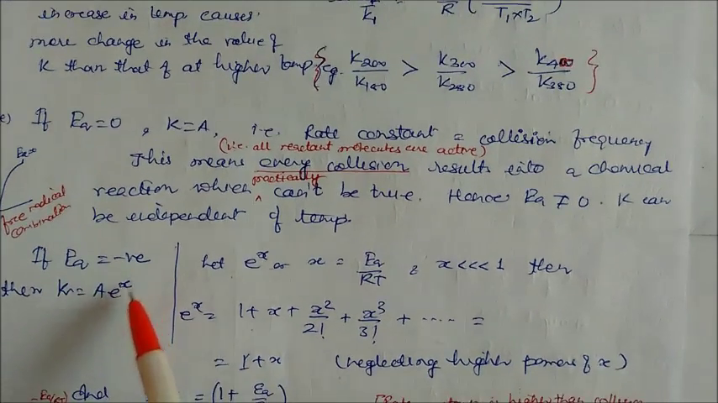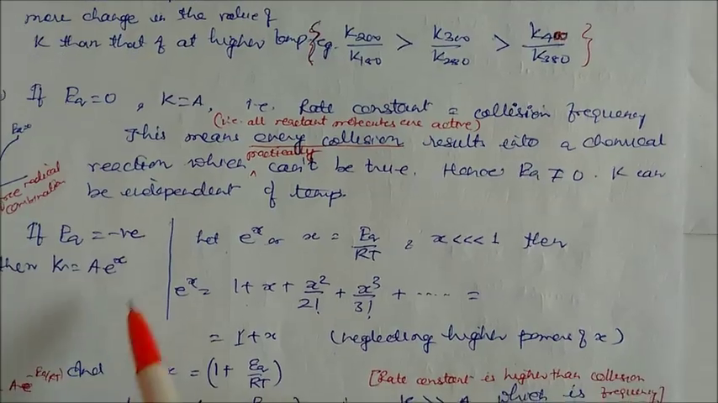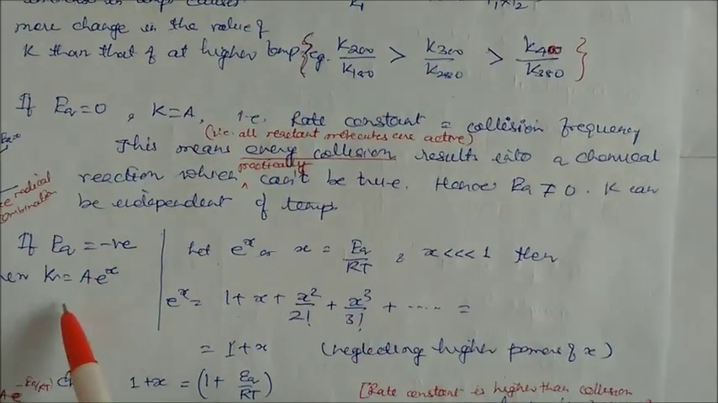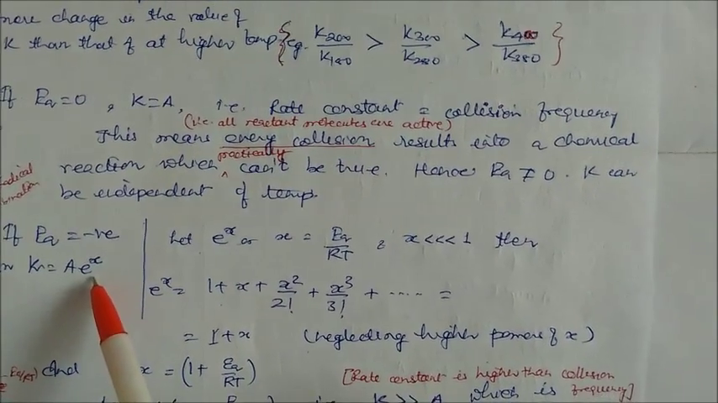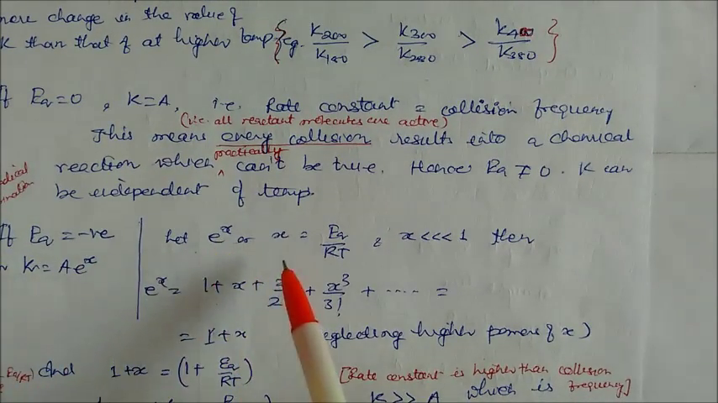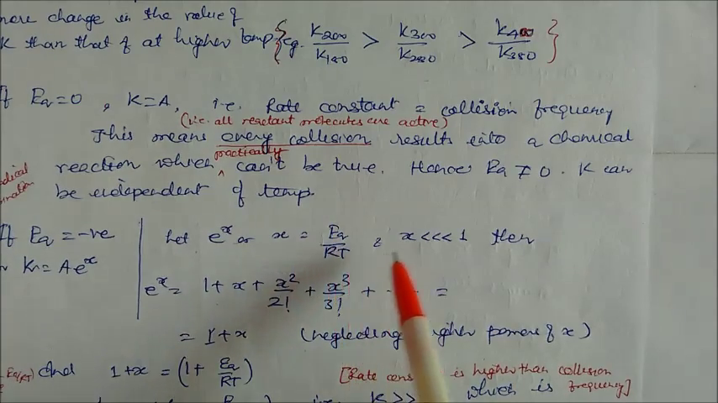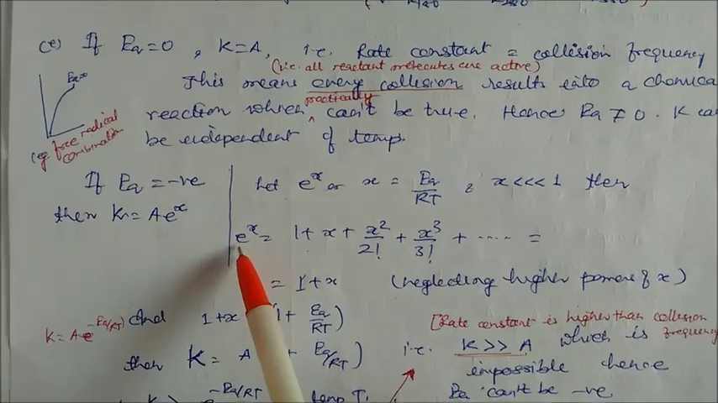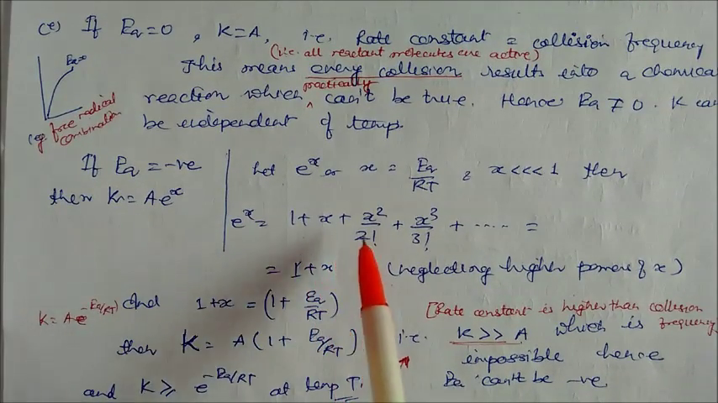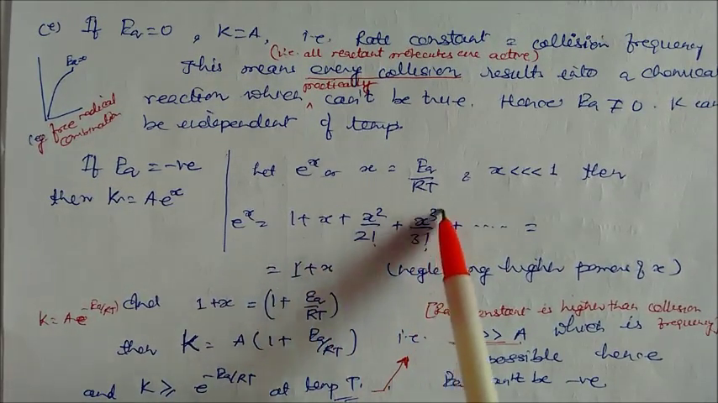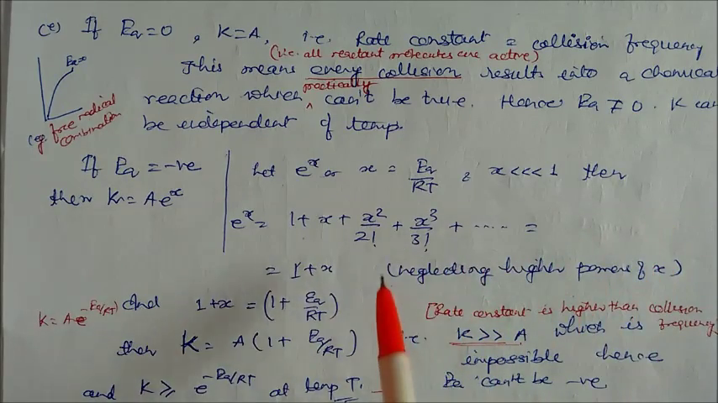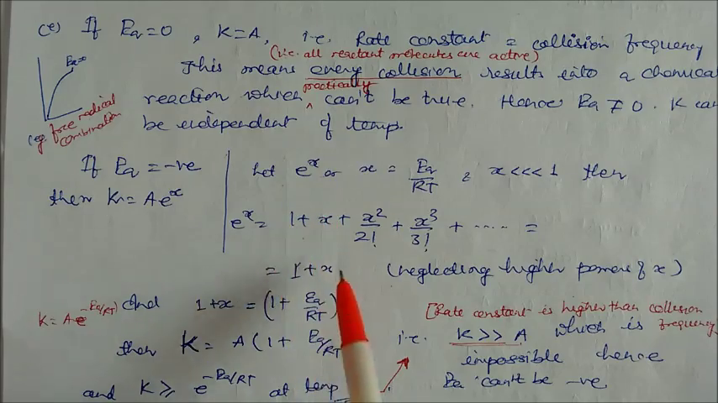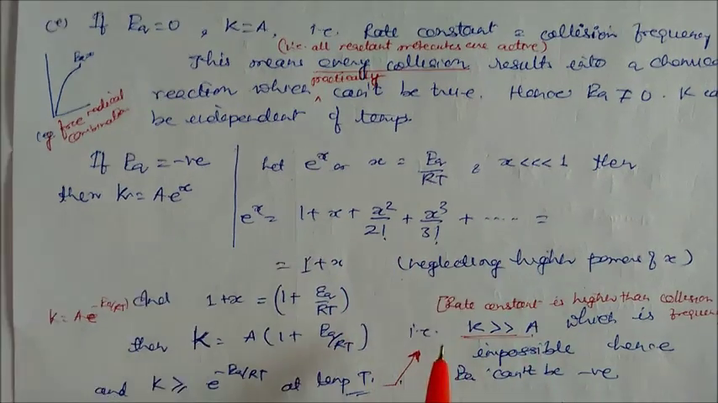Suppose Ea is negative, then definitely what will happen? We can write K is equal to A into e to the power x. What is x? x is nothing but Ea by RT, and here the value of x is very less than 1. Then we can expand e^x. So e^x is 1 plus x plus x square by 2 factorial plus x cube by 3 factorial plus so on. If you neglect the higher powers of x, we can write this whole value as 1 plus x, but this value is very small.